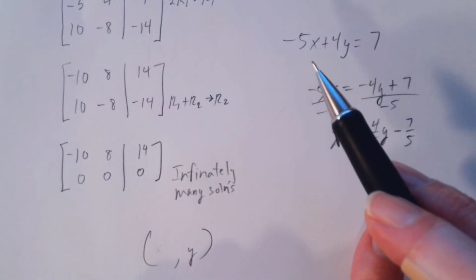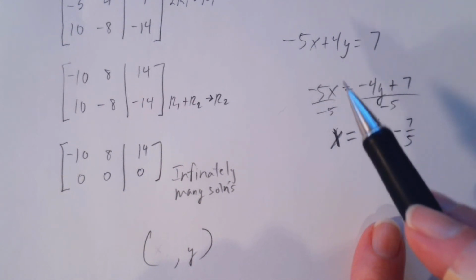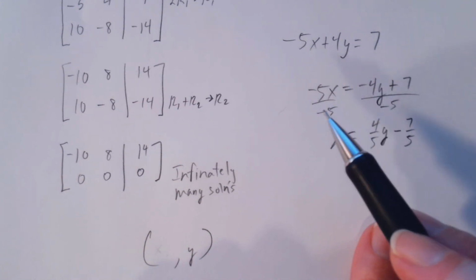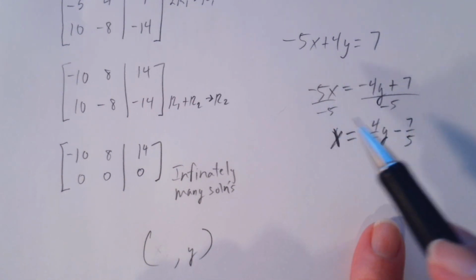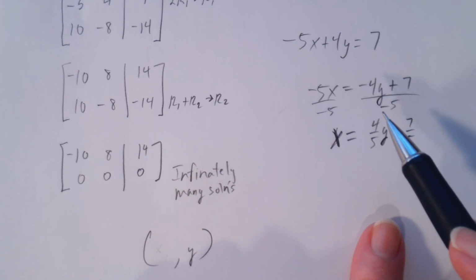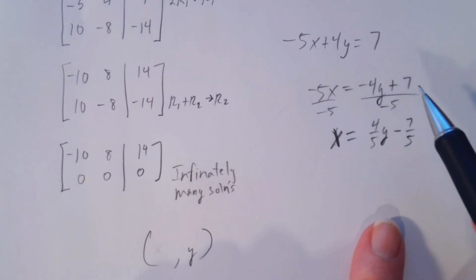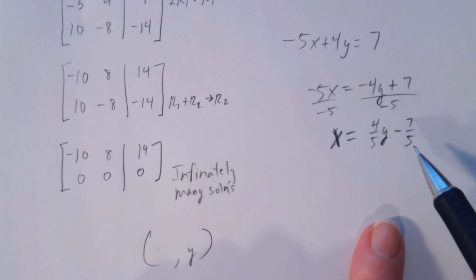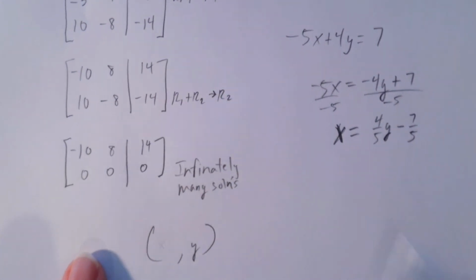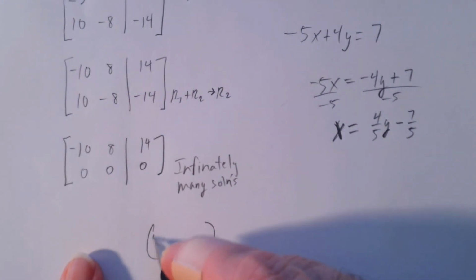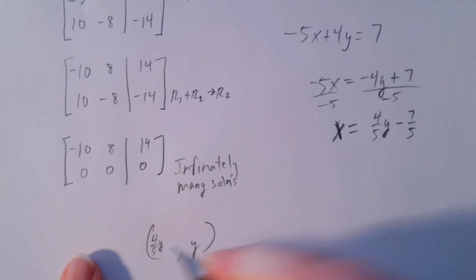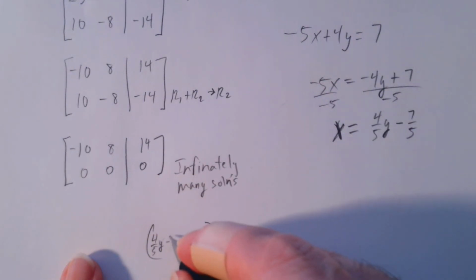I solved for x. I got rid of the 4y by subtracting 4y on both sides, and then I divided by negative 5. Negative 4 over negative 5, that's going to be 4/5 times y, plus 7 over negative 5, that's minus 7/5. And so this will be 4/5 y minus 7/5.